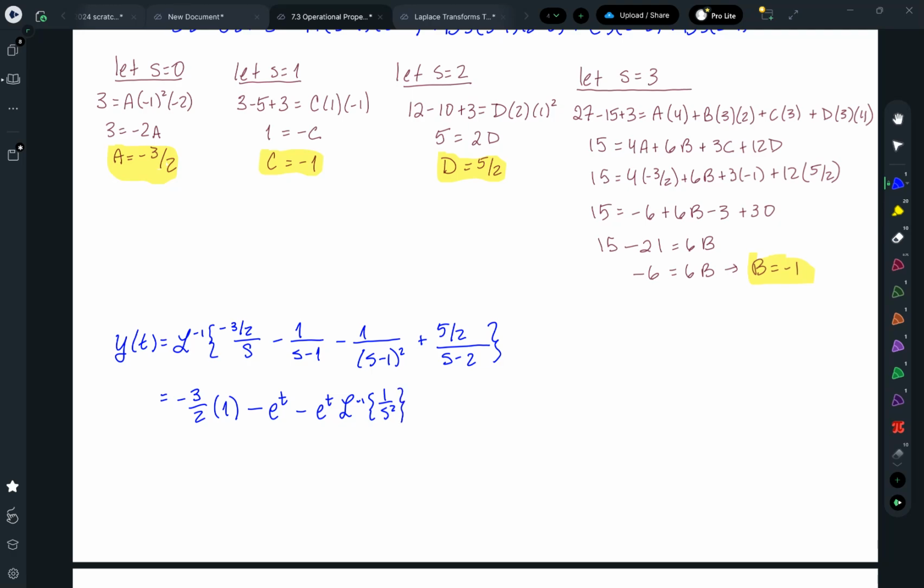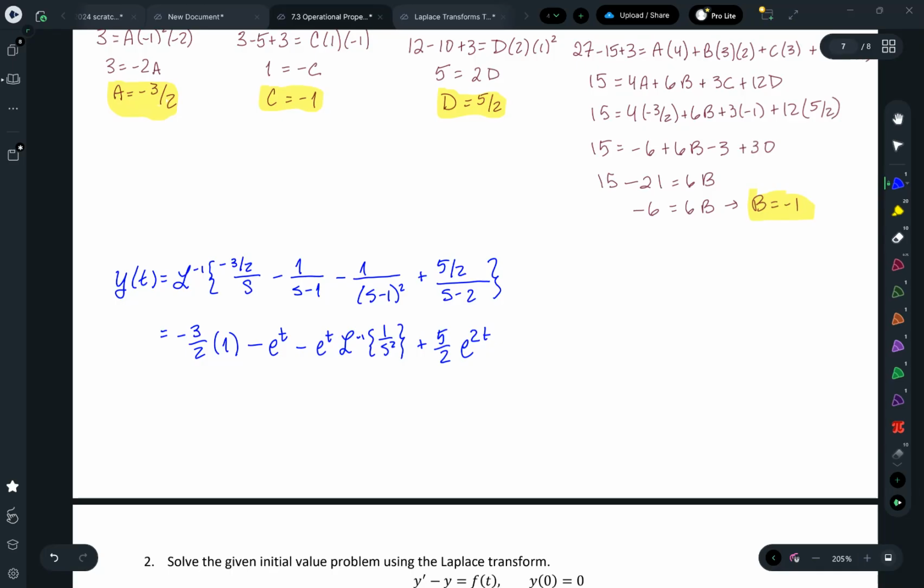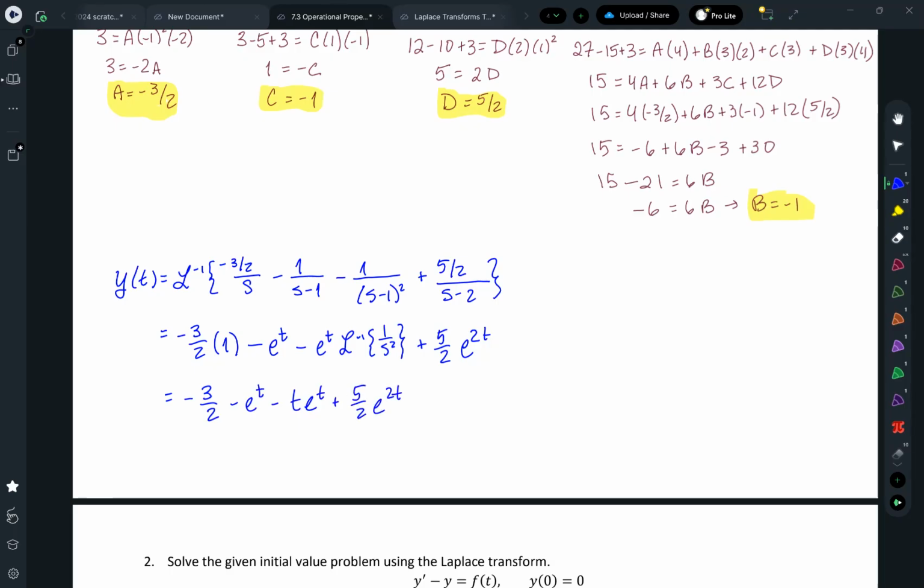Okay, so we get our multiplier, and then we can focus on the Laplace inverse of big F of s without the shift. Then finally, plus 5/2, and I'm dealing with 1 over s minus 2, which is just going to be e to the 2t. And one more thing to do: the Laplace inverse of 1 over s squared is just t. So finally, this becomes minus 3/2 minus e to the t minus t e to the t plus 5/2 e to the 2t. And then we're done.